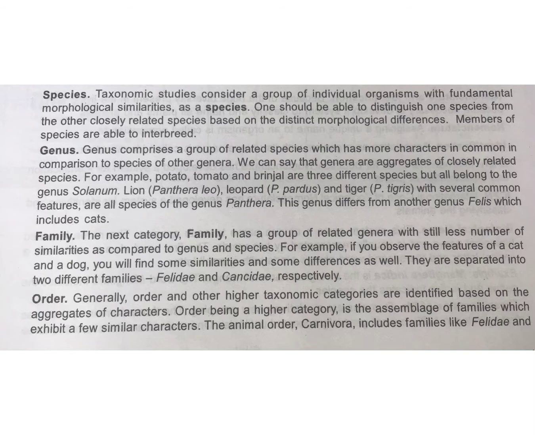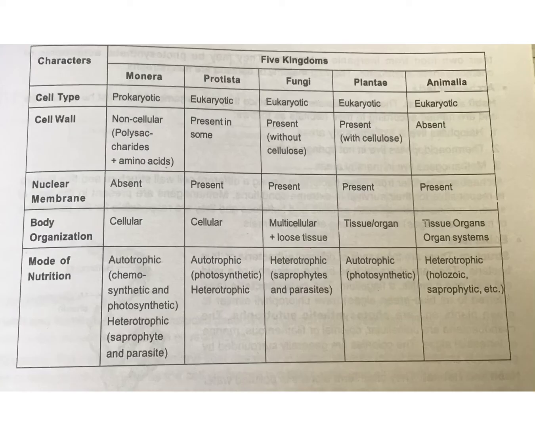Similarly, description of family is given and description of order is given. This is only given as a reference, no need to write in classwork, I am saying again. So now we will discuss the five kingdom classification system given by R.H.